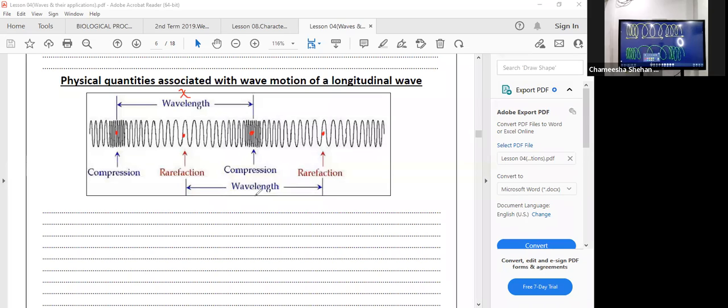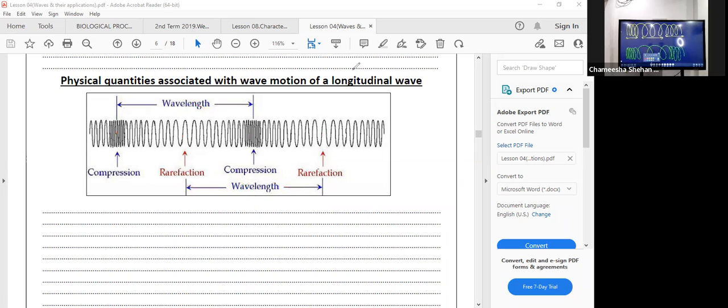Please mark it. The length between the two center points of consecutive compressions, or the center points of consecutive rarefactions. Okay, so mark it.